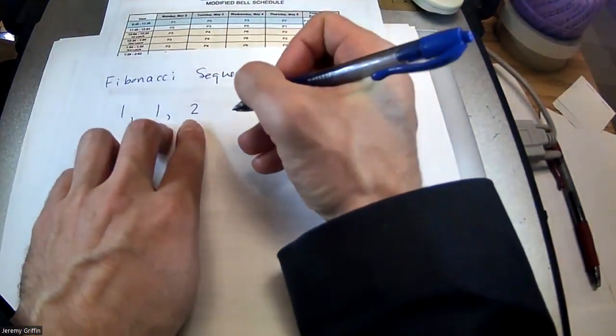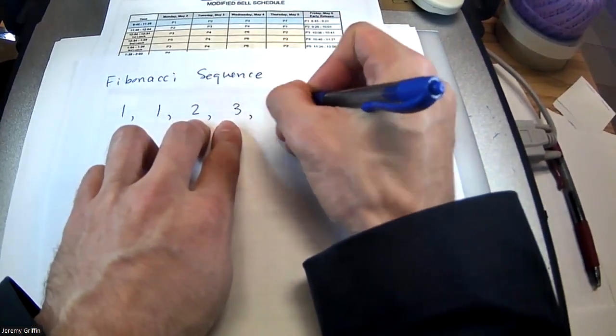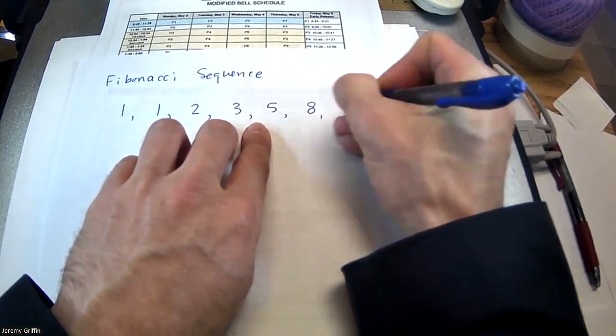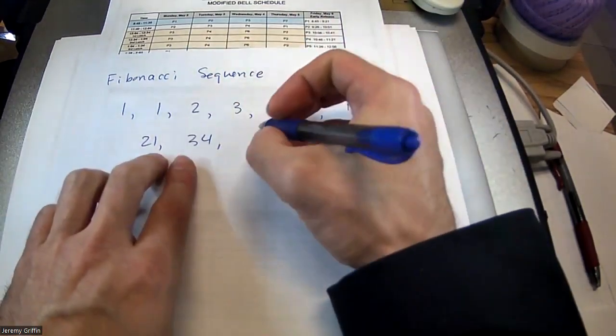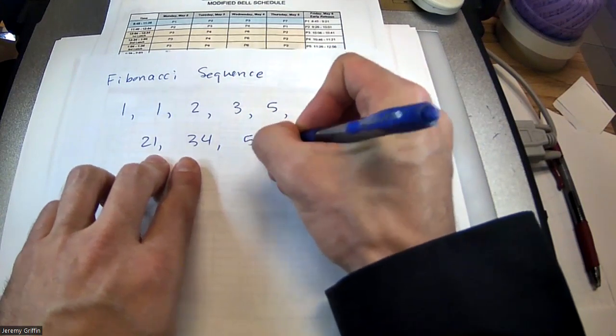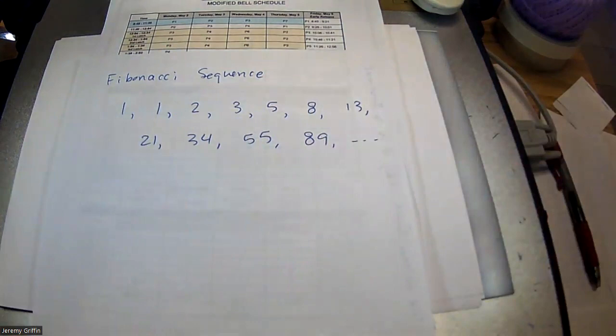So 1 and 1 makes 2. And you always add the previous 2 together. 1 and 2 is 3. 3 and 2 is 5. 3 and 5 is 8. 8 and 5 is 13. I'll do a few more. 8 and 13 is 21. 13 and 21 is 34. Those two together, it's 55. Those two together, that's 89. You can go on forever, right?